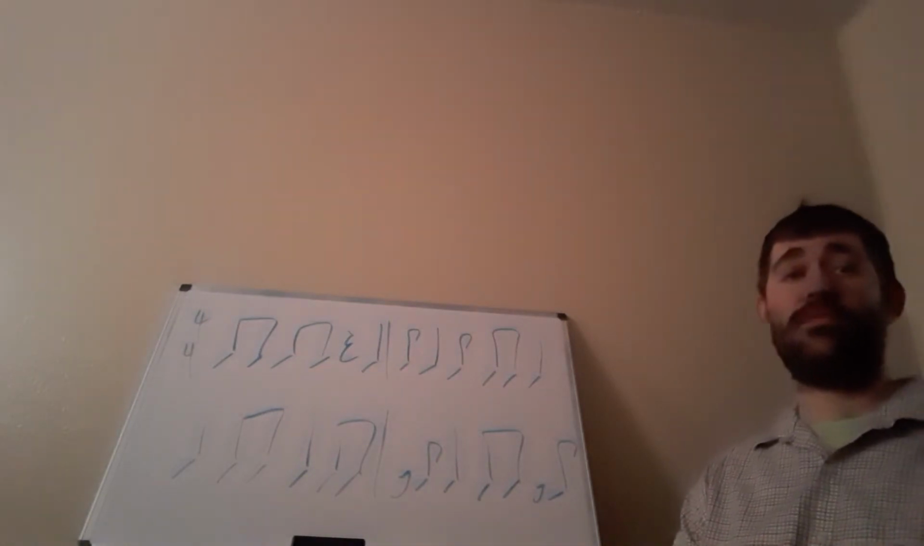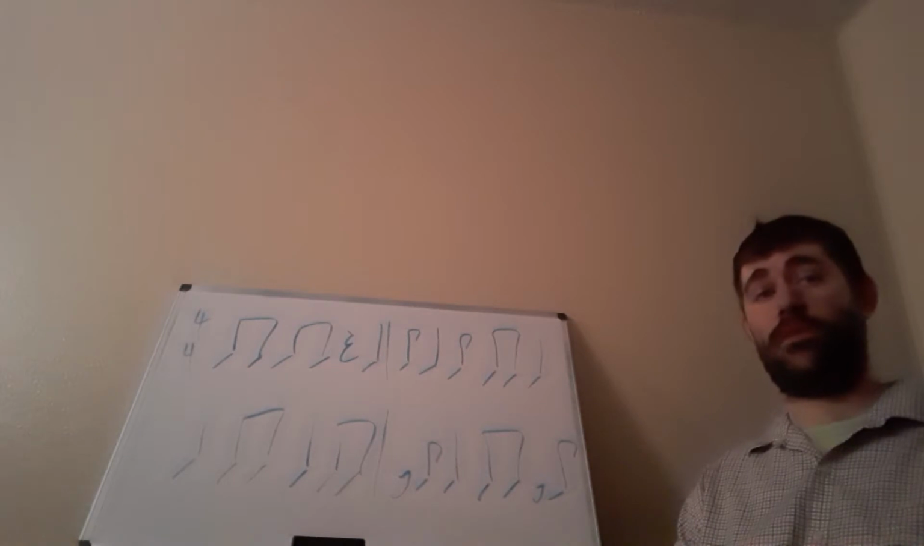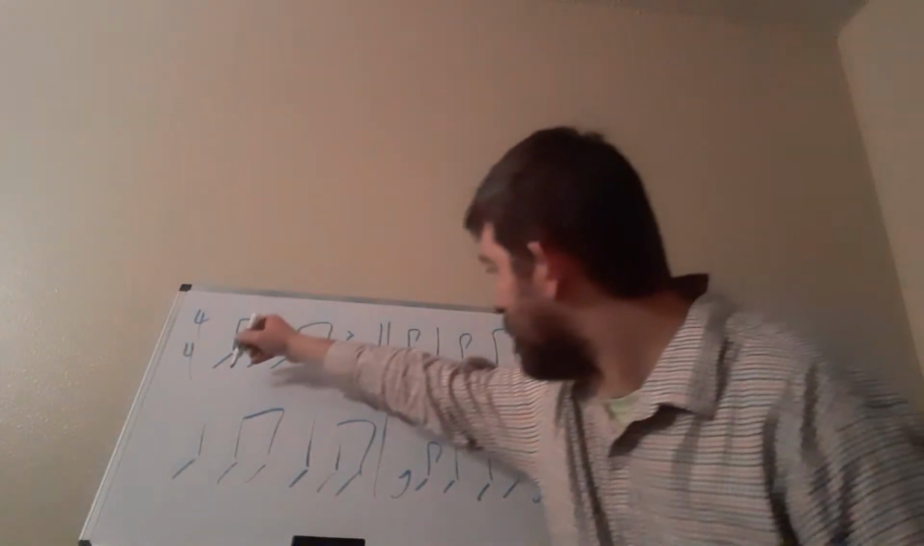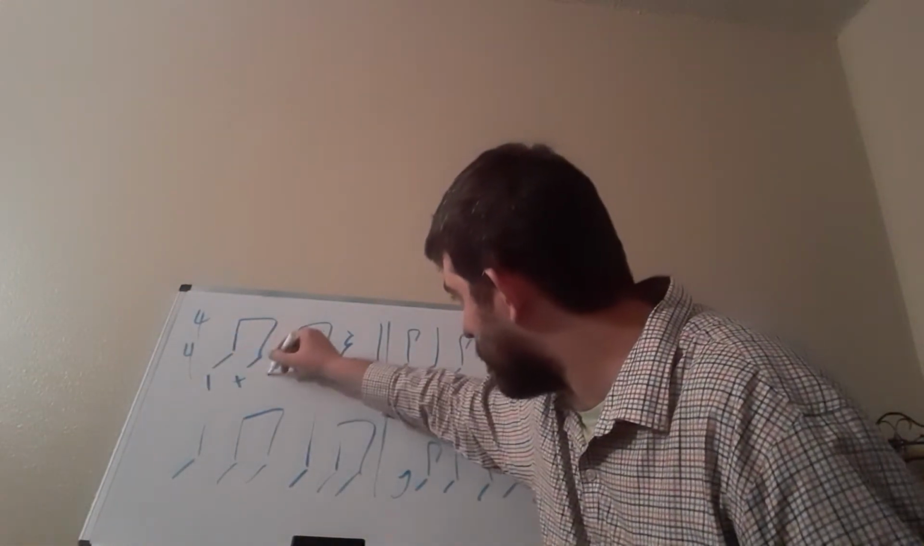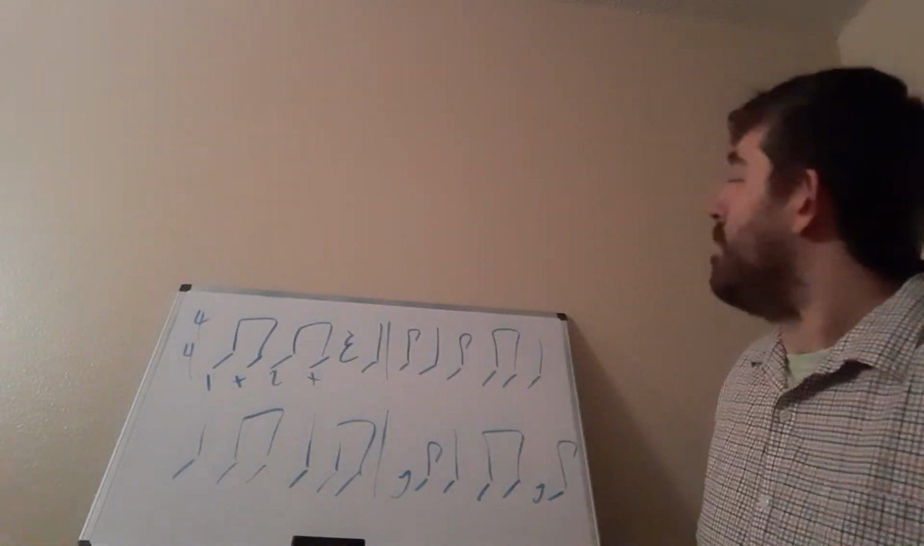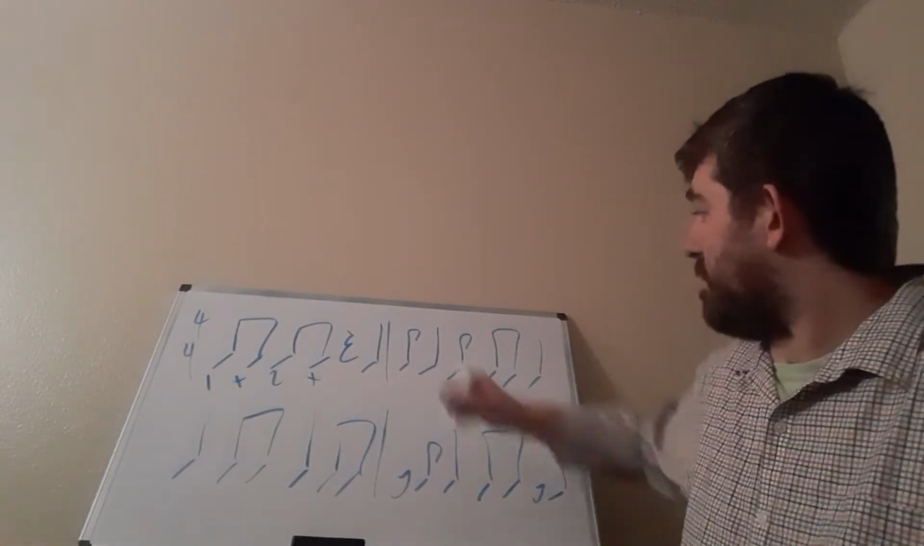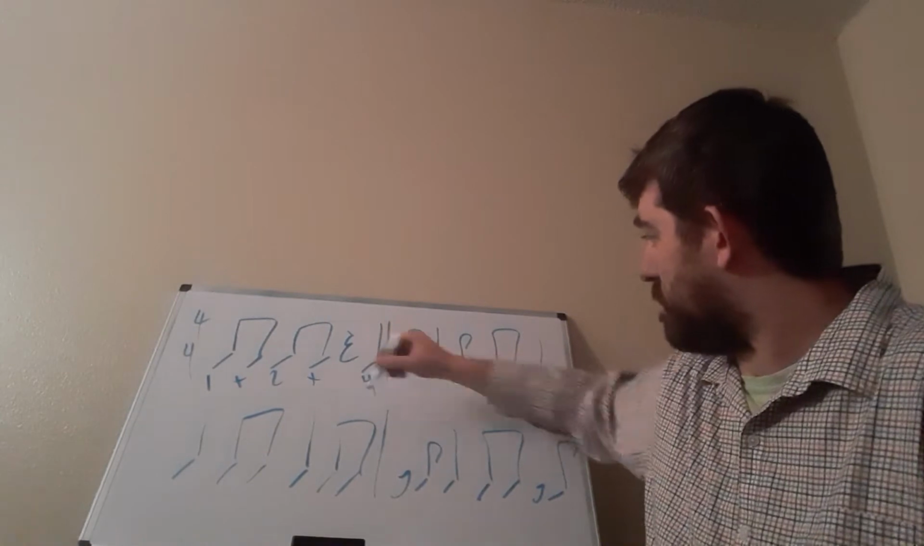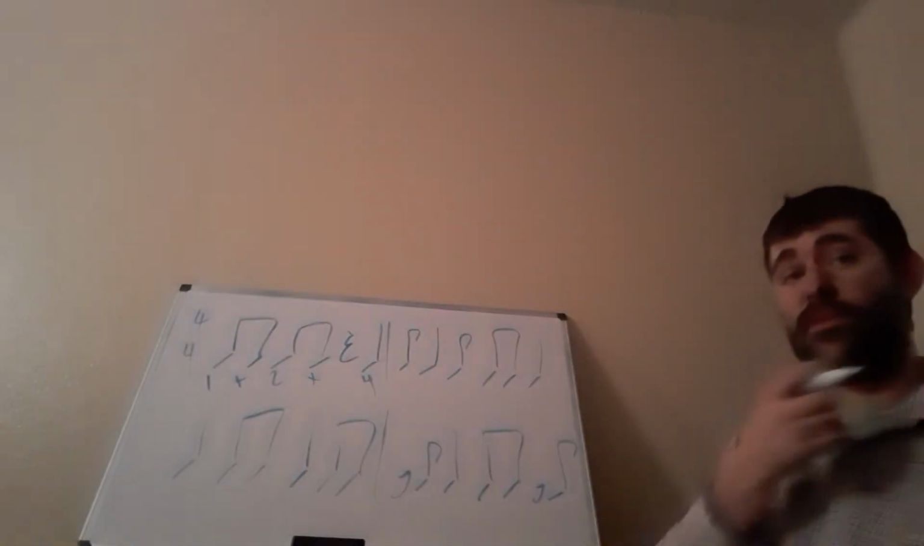So remember, we count 8th notes, one, and two, and three, and four, and. So we'll have one, and two, and here. Beat 3 has a rest, therefore it's silent, and then beat 4 is a quarter note. That's how we count measure 1.